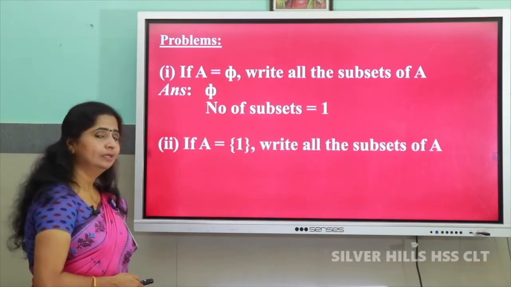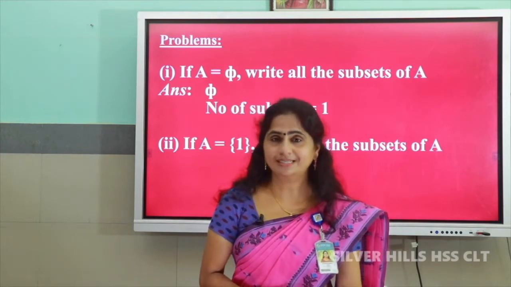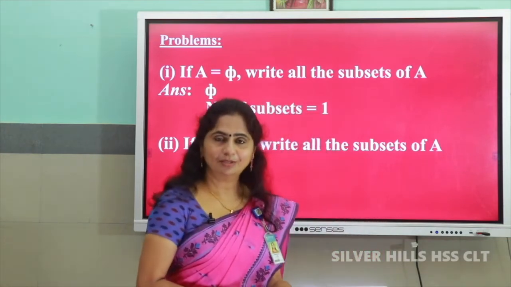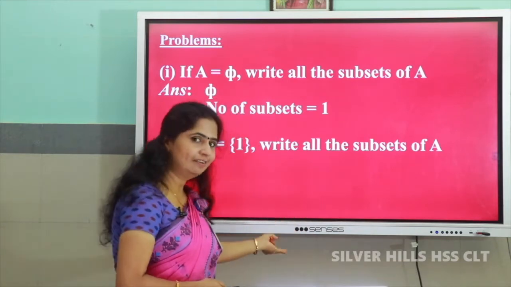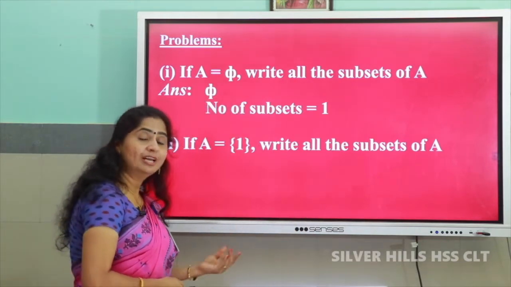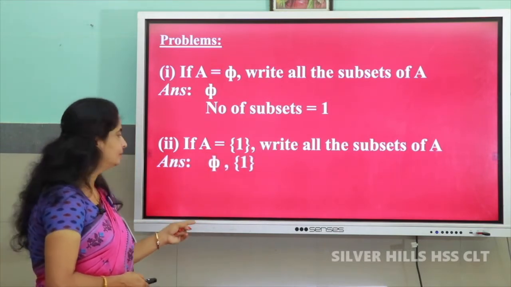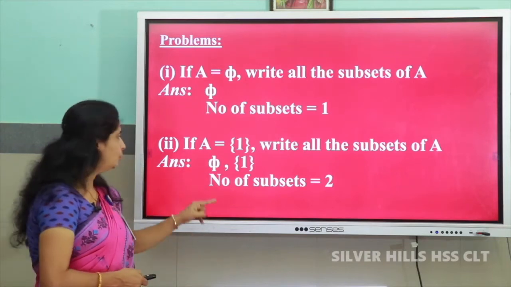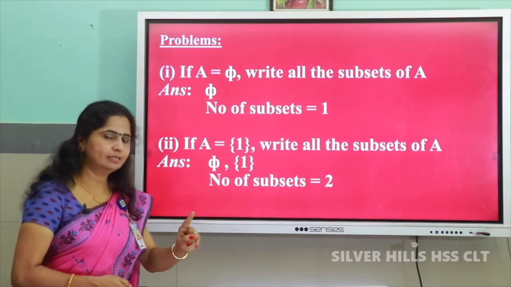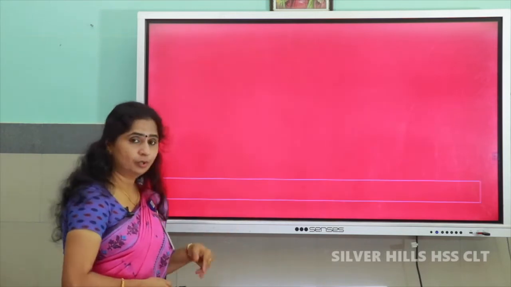Problem 2. Let A be the set {1}. Write down its subsets. Again, as per the theory, the empty set is one subset and the full set, the given set, is one subset. So, there are two subsets, they are phi and the singleton {1}. Therefore, the number of subsets is equal to 2. So, when A has got one element, the number of subsets will be equal to 2.